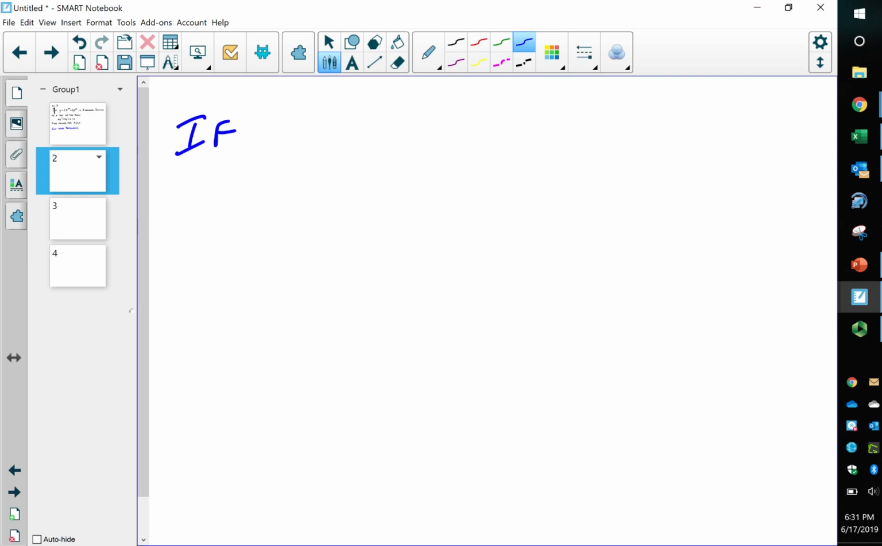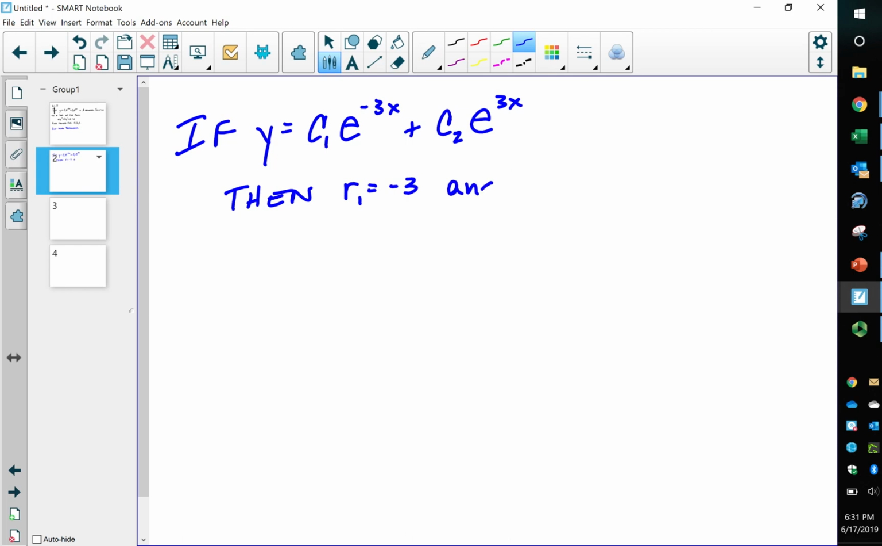If y was equal to c sub 1 e to the negative 3x plus c sub 2 e to the positive 3x, then we know that r sub 1 is equal to negative 3 and r sub 2 is equal to positive 3. So it doesn't really matter what the values of r are. We're going to extract those from the equation and use those in our characteristic equation because that's where they come from.